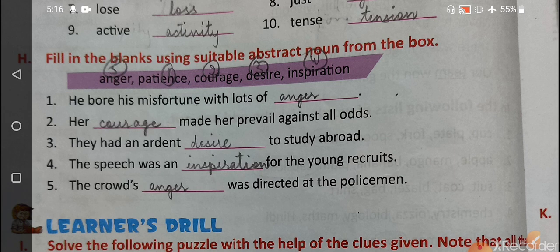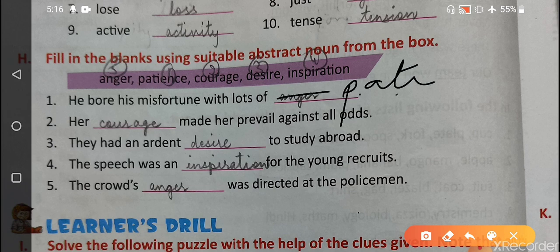First one is, he bore his misfortune with lots and lots of patience. Patience. I'm sorry, I don't know how I have written it wrong. So I request everyone to please correct it.